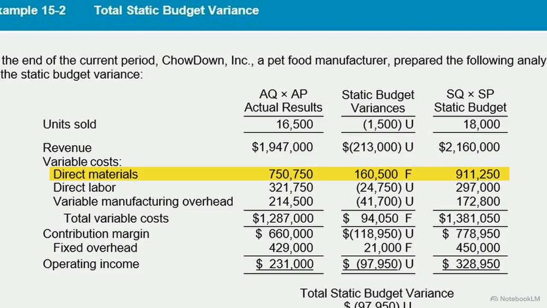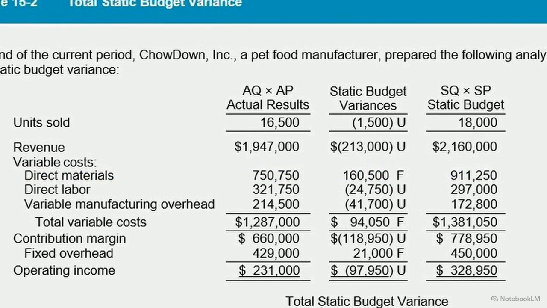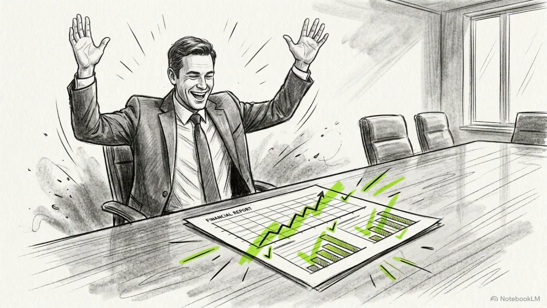Look at the direct materials line item. The static budget allocated $911,250. The actual cost was $750,750, generating a difference of $160,500, labeled F for favorable. On a surface-level reading, a massive favorable variance signals excellent management.